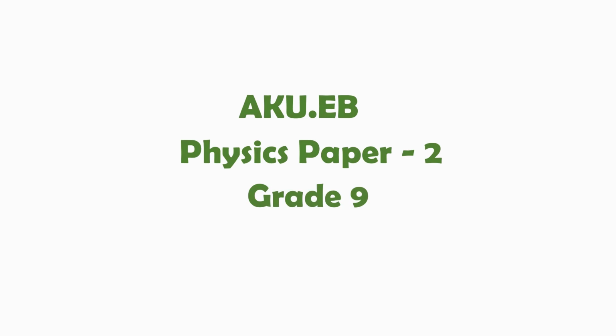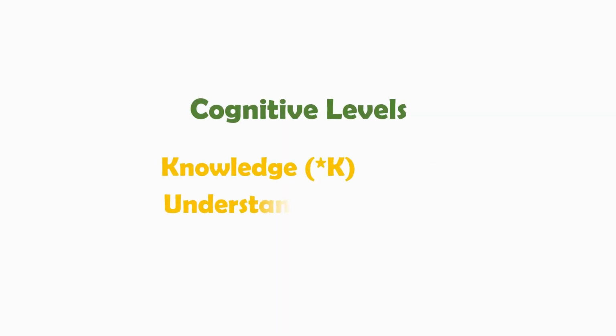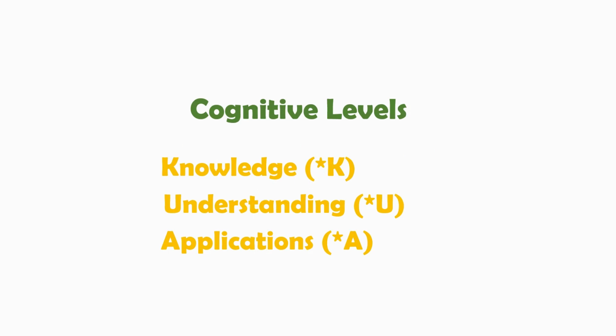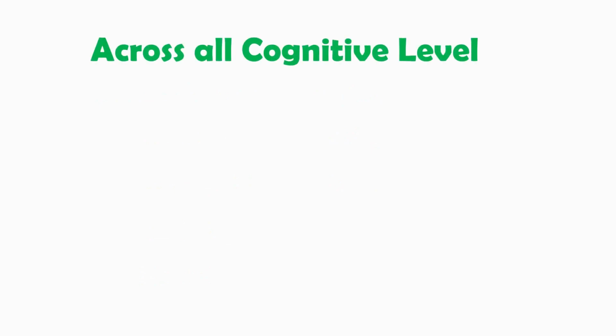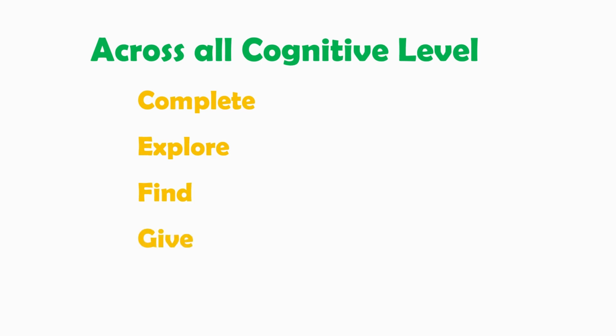We all know that we have three cognitive levels in AKUEB syllabus: knowledge, understanding, and application. For understanding based questions, we have the command words describe, distinguish, explain, identify, why, and how. And these are the command words that could be used across all the cognitive levels: complete, explore, find, give, label, read, use, and write.